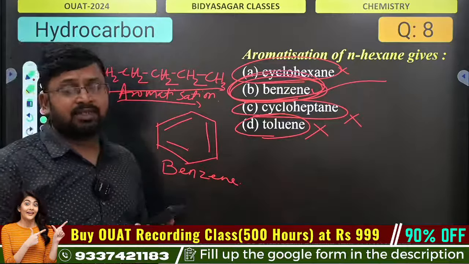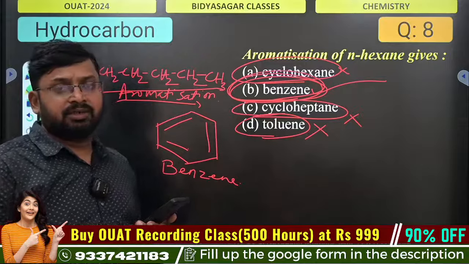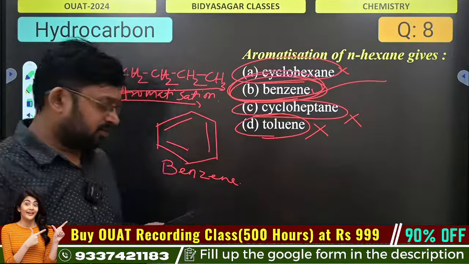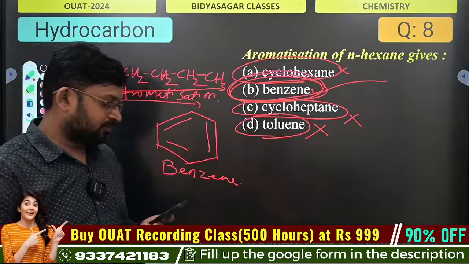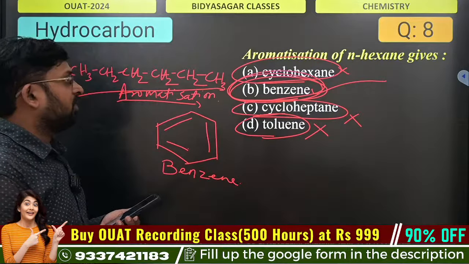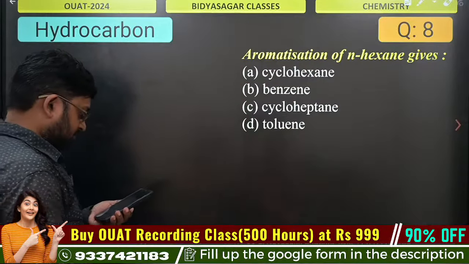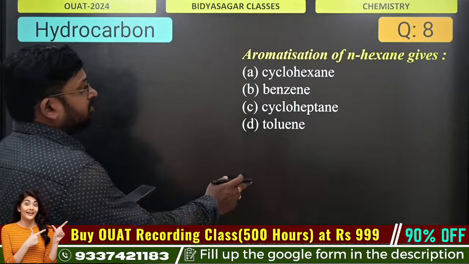So this is called aromatization of an alkane. Six carbon atoms are arranged in an aromatic ring and it will give you benzene. Fine. Okay, we'll move to the next slide. All are getting? Good.